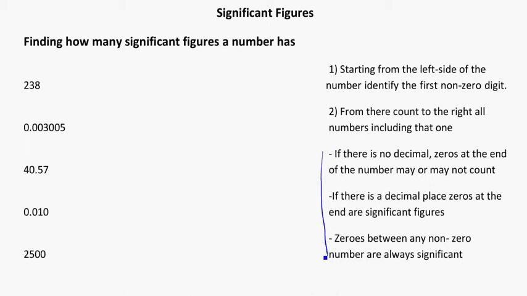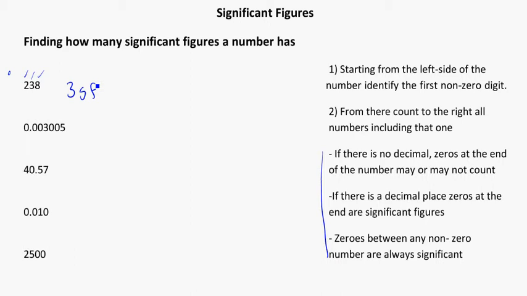Let's actually take a look at starting from the left side and counting over. So starting at the left end of the number over here, I'll go to the first non-zero digit, which is actually the first number here, 2. And from there I can count every number to the right of that. So 2, 3, and 8 are all significant figures. So in this case, there would be 3 significant figures. And one thing to keep in mind is that every single non-zero digit is a significant figure.